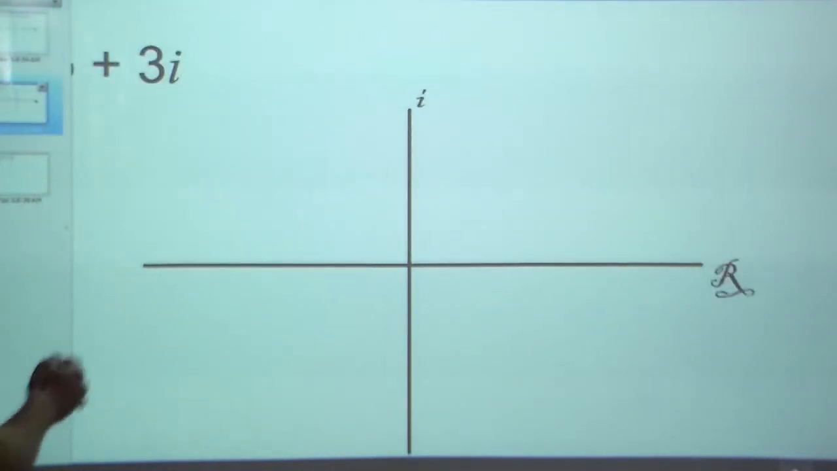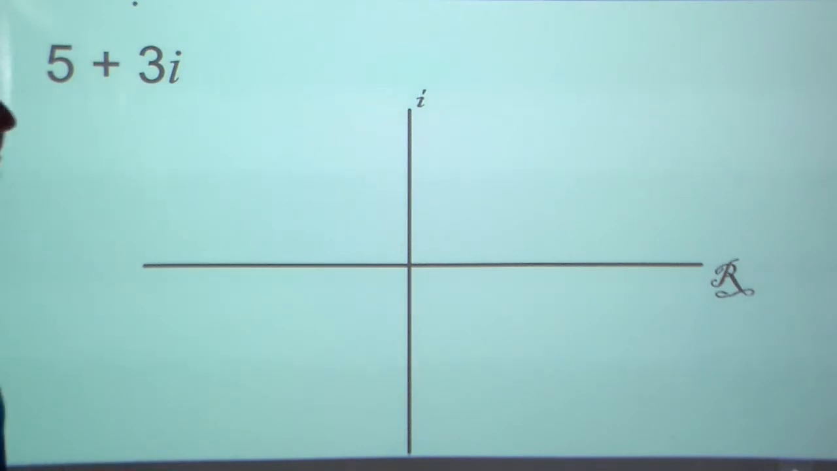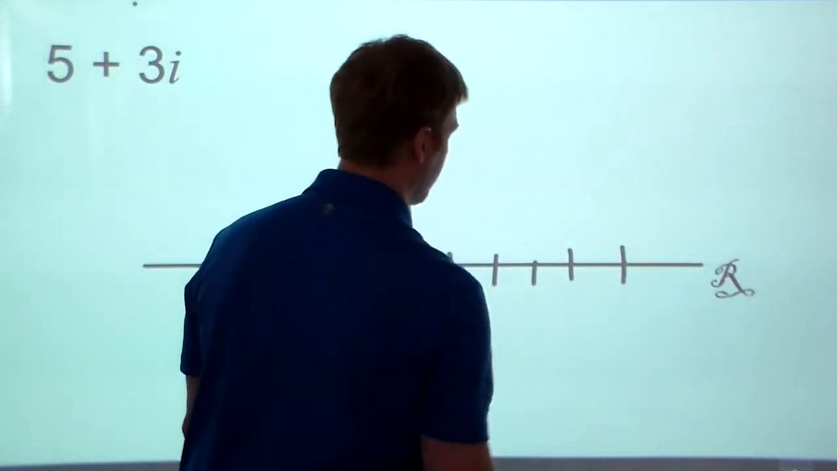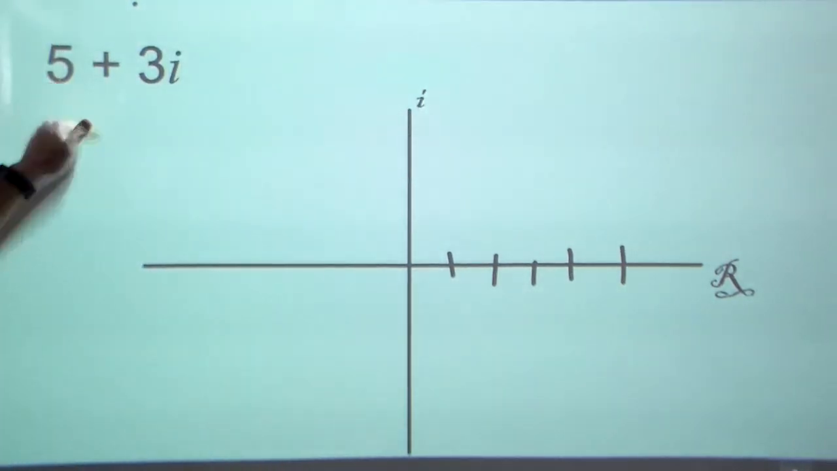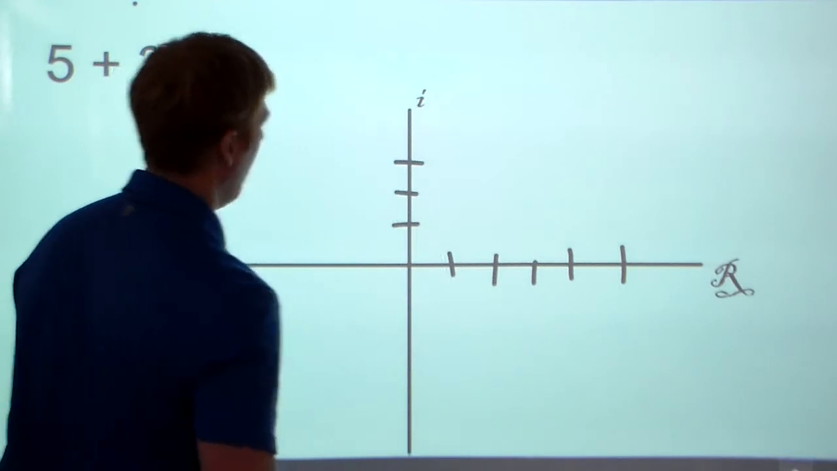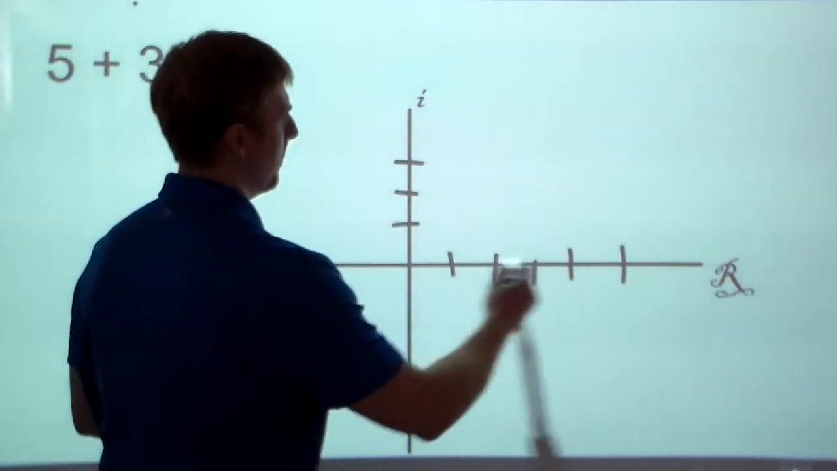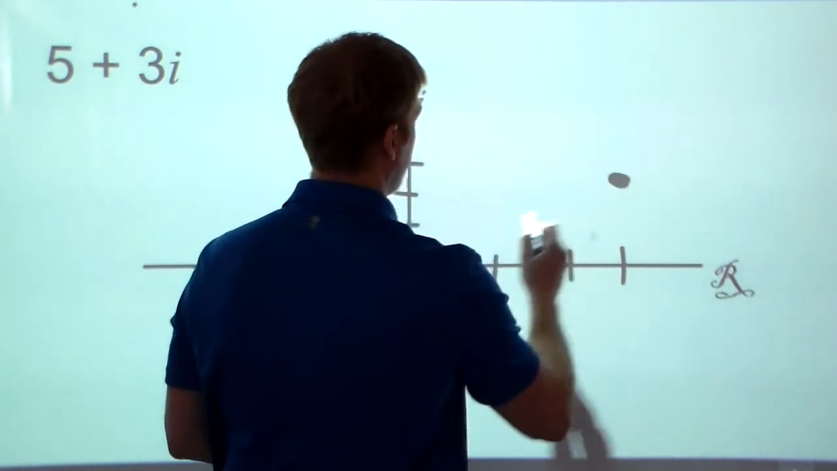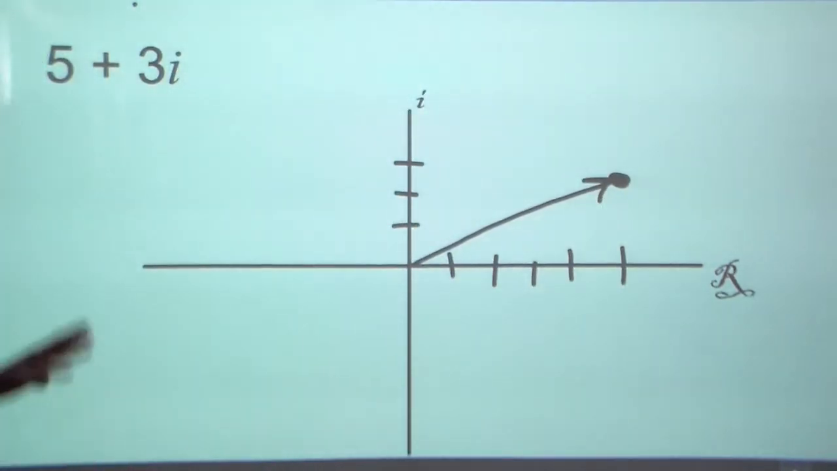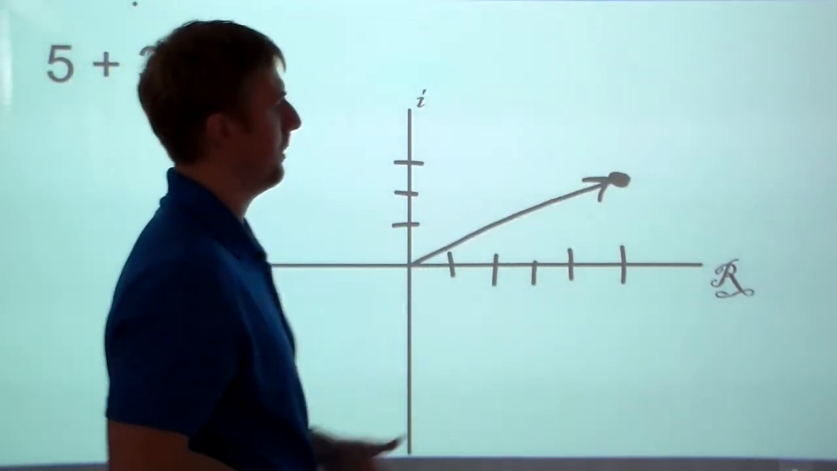So how do you graph in that? Okay, so let's take a complex number, 5 plus 3i. So if this is our real axis, we go out 5, because that's the real number part. And if this is our lateral axis, we go up 3, because it's plus 3i. So over 5, up 3, and from the origin to that point, you're now representing that complex number as a vector. We went over 5 and up 3.